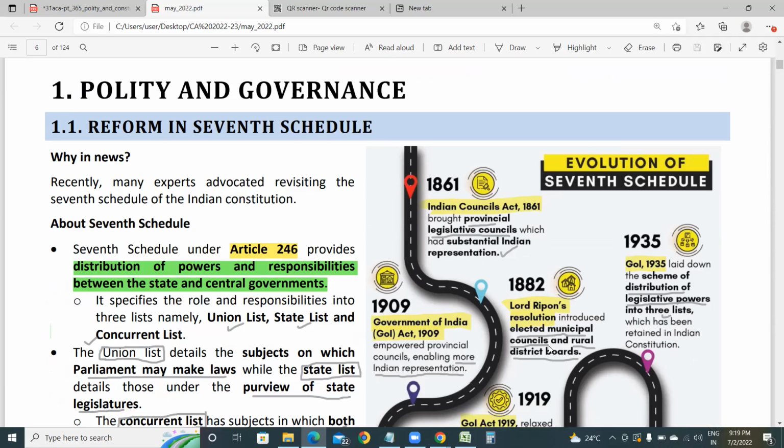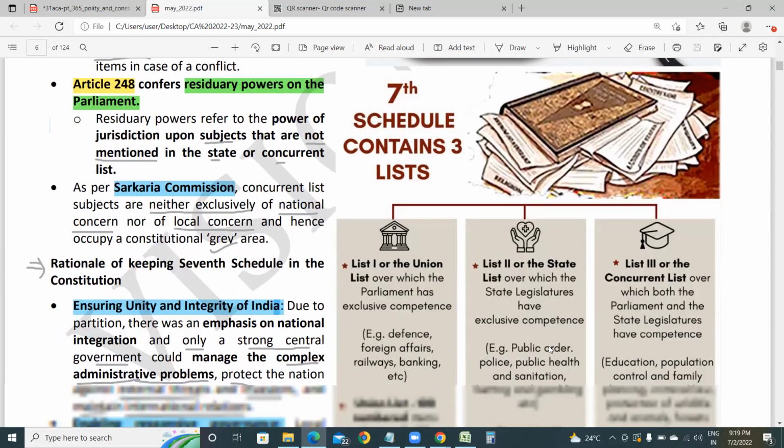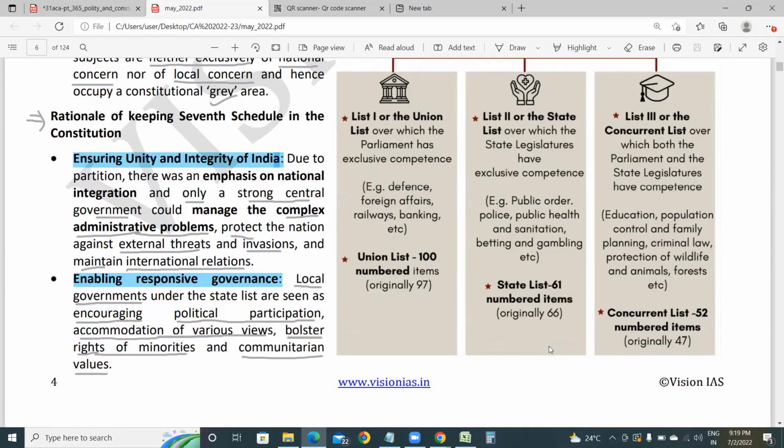Let's see the rationale behind keeping the seventh schedule in the constitution. To ensure unity and integrity of India, as when partition had happened in 1947, there was need for the integration of nation. It has an emphasis on national integration, and only a strong central government could manage the complex administrative problems. It also could protect the nation against external threats and invasions and maintain international relations.